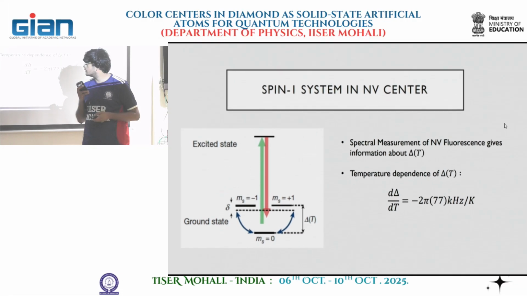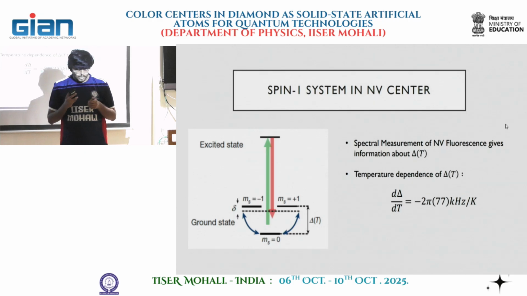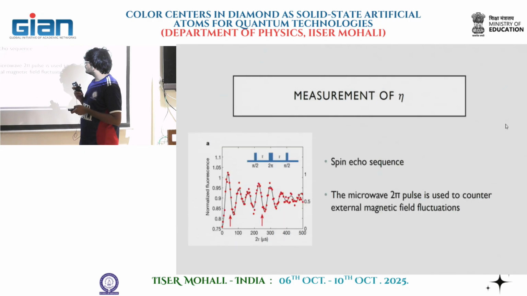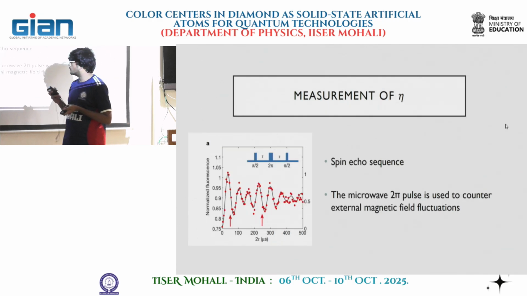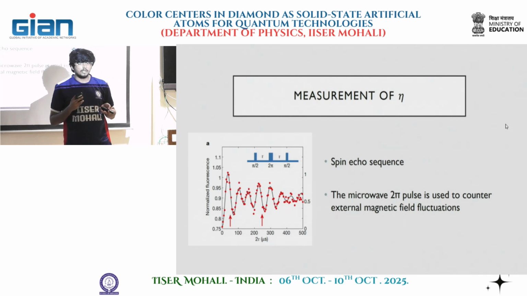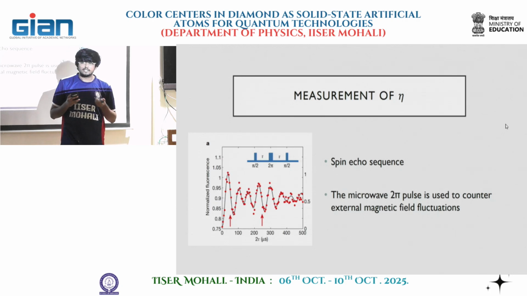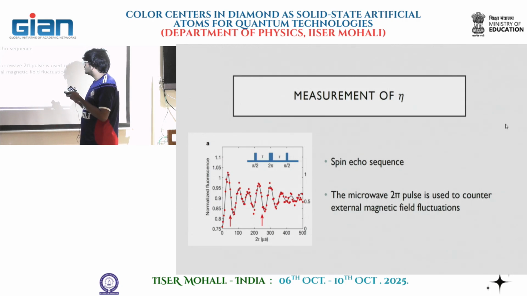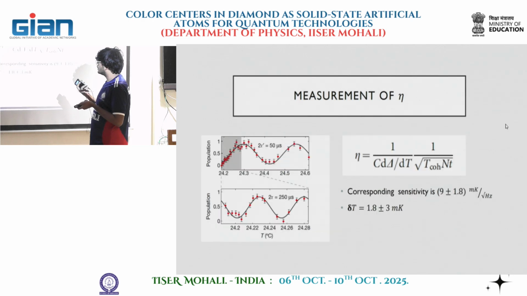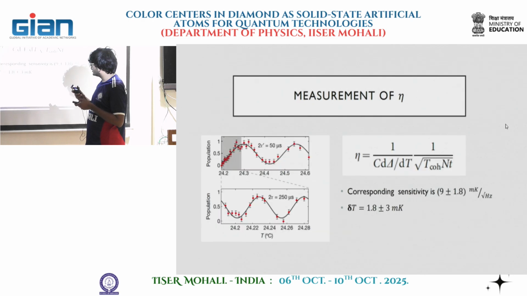So we know that the zero field splitting is highly dependent on the external magnetic field we apply. To counter that, we do spin echo sequencing, which would basically give us a free evolving time, tau, and that would correspond to a coherence time, which would maximize your sensitivity, basically make it better. To do that, we do spin echo sequencing for different time scales. For one, we do 50 microseconds, and in another case, we do 250 microseconds.